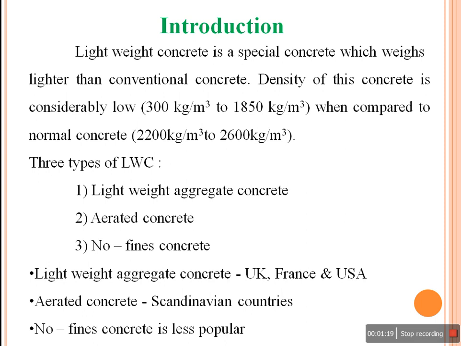So what exactly is this lightweight aggregate concrete? We are reducing the density of the concrete. Lightweight concrete is a special concrete which weighs lighter than the conventional concrete. The density of this concrete is considerably low, such as 300 kg per meter cube to 1850 kg per meter cube, when compared to the normal concrete, that is 2200 to 2600 kg per meter cube. There are three different ways in which you can manufacture lightweight concrete. First one is lightweight aggregate concrete, next is aerated concrete, next is no fines concrete.